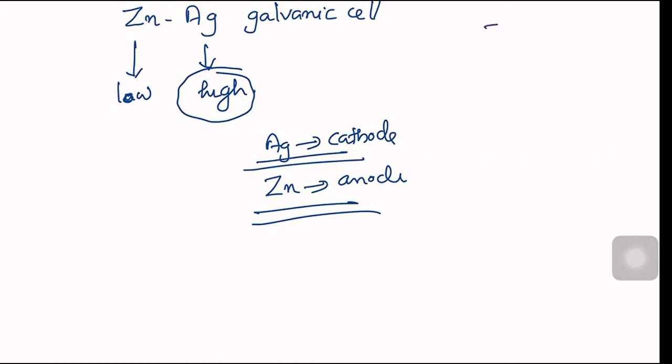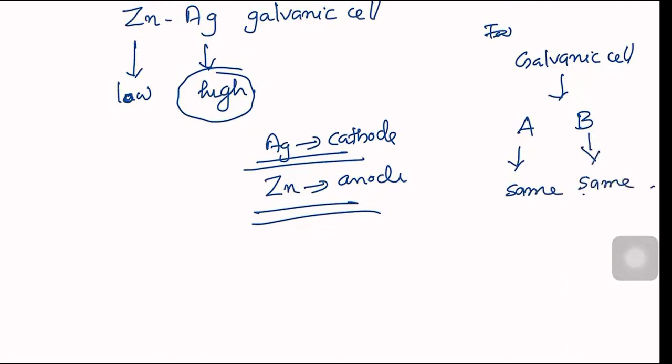Imagine I am making a galvanic cell with two metals A and B. Both the half cells have the same electrode potential. Will I get electric current or not? I will not get electric current because both of them have the same electrode potential. If they have the same electrode potential, then who will become anode and who will become cathode? Nobody can become cathode or anode.